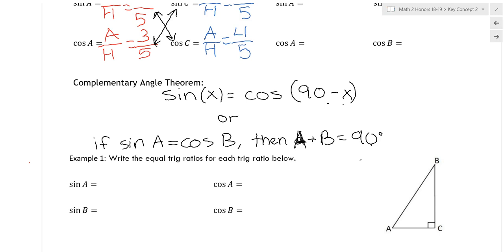Looking at example 1, I'm going to write the equal trig ratios, using what we did here. If I have sine of A, you have to switch the trig ratio and switch the angle: sine of A equals cosine of B. If I have sine of B, I just switch the trig ratio, switch the angle. Cosine of A, switch the trig ratio, switch the angle. Cosine of B, switch the trig ratio, switch the angle. They're kind of saying the same thing, but it's good to write it all down.